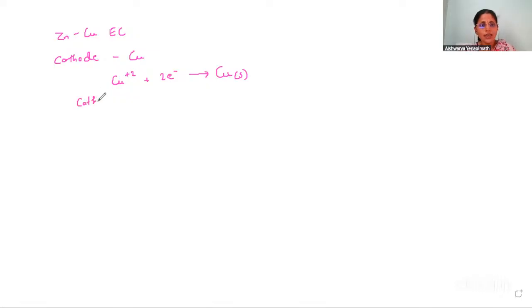So the cathode rod is at positive potential with respect to the electrolyte.